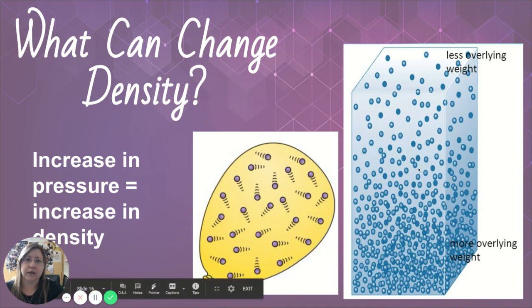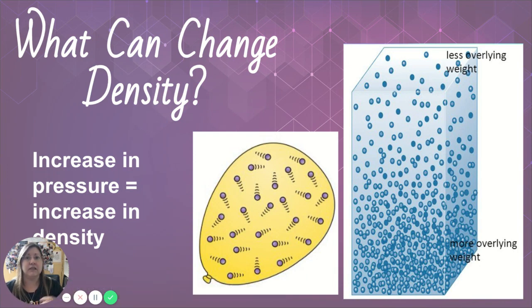Whereas further up in the atmosphere, the molecules are going to be more spread apart. There's going to be less density. There's less weight and mass of these air molecules, so there's not as much pressure.